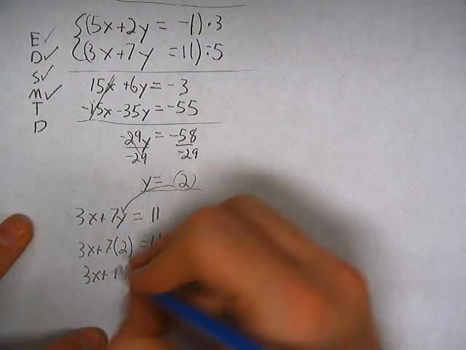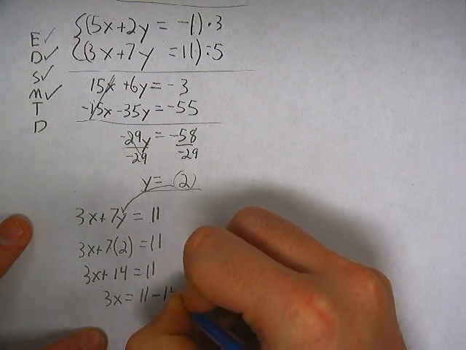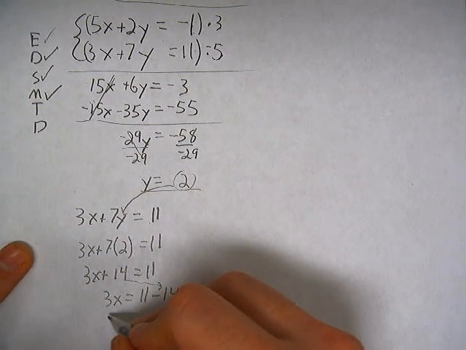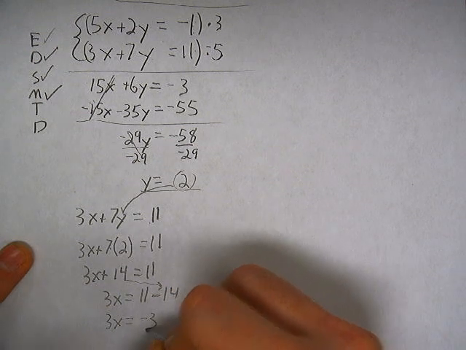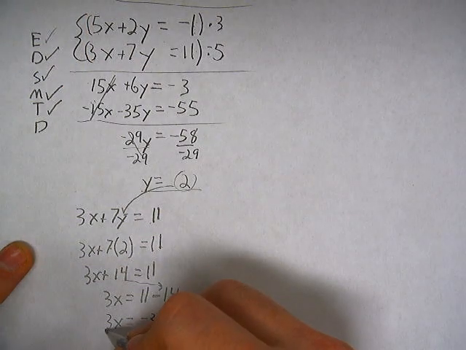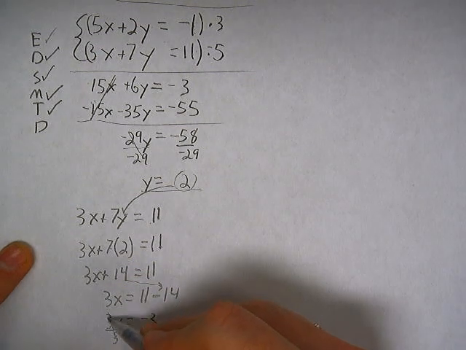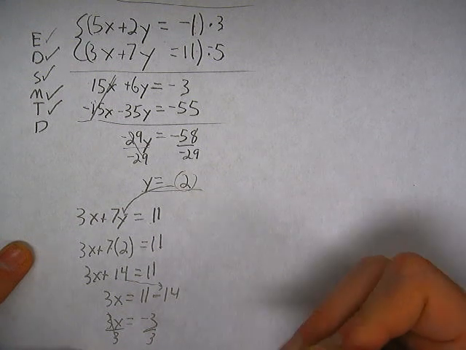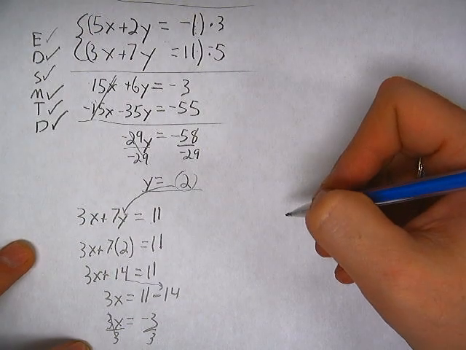Now, T for transpose. And the transpose means move it to the other side and change the sign. That one went there. Let's go ahead and collect those. 3x is equal to 11 minus 14 gives me -3. Transposing is now done. Divide now by the number in front of the variable. Divide both sides by 3. Those two cancel. Leaves me x equals -1. Division, done.